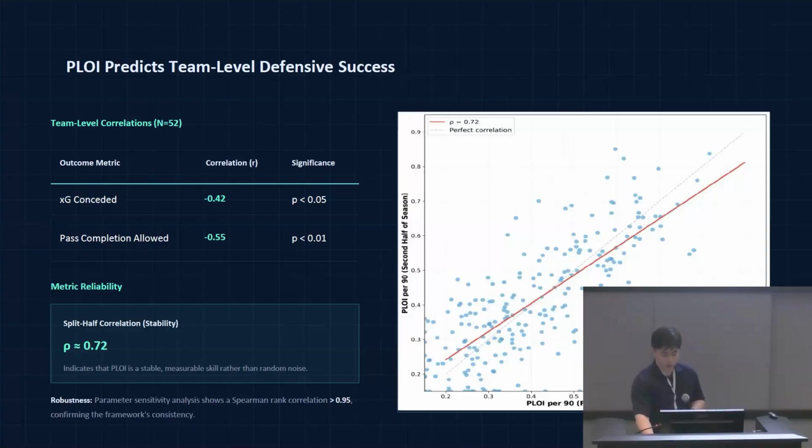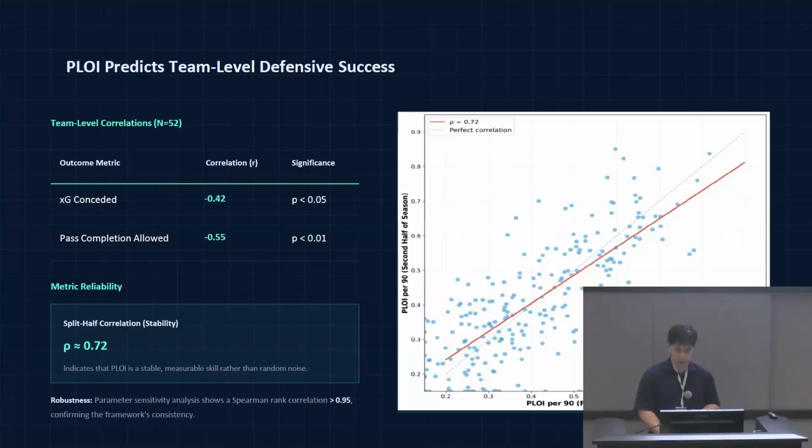The next question would be, does this actually matter at a team level? And the answer is yes. Team level PLOI correlates with defensive outcomes: higher PLOI is associated with lower xG conceded, and lower pass completions allowed. And reliability-wise, PLOI behaves like a real trait, not just noise. Split half stability is around 0.72, meaning that defenders who score well in the first half of the season tend to keep scoring well across the entire season.